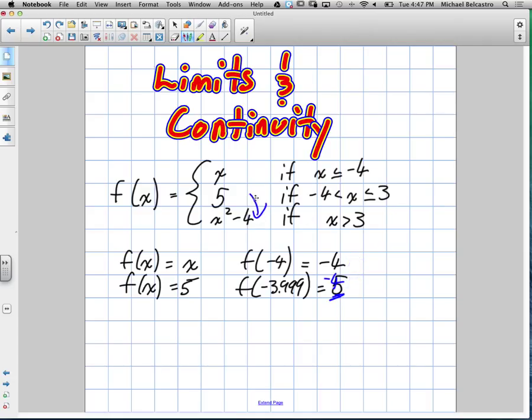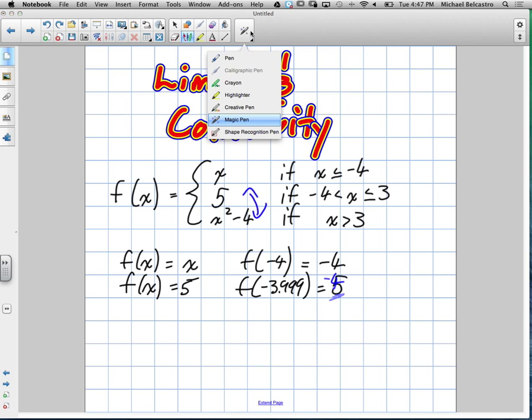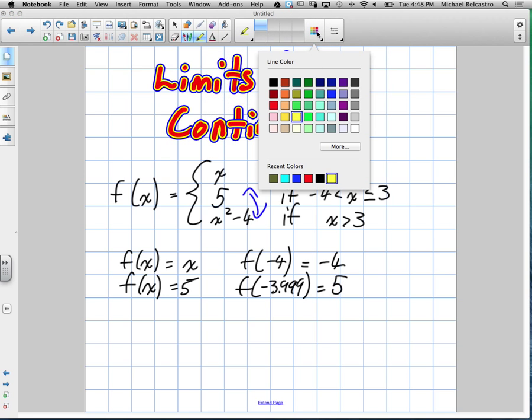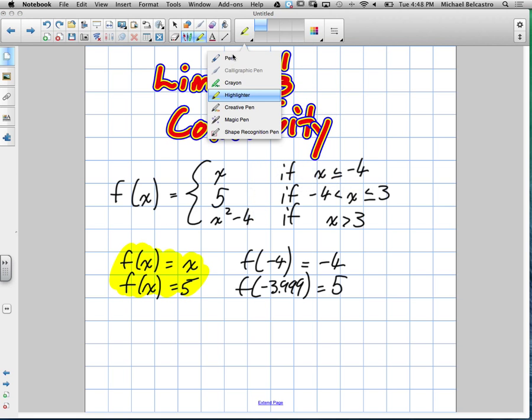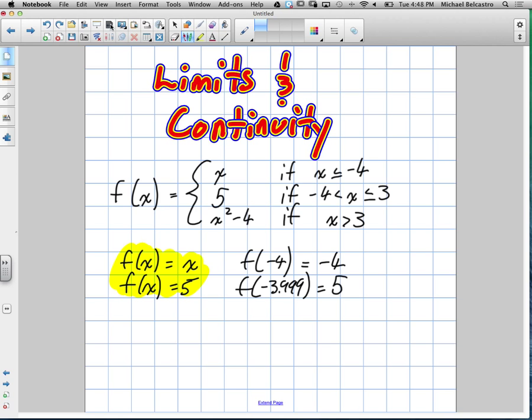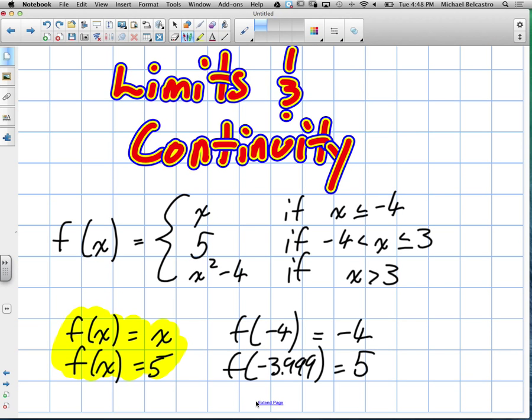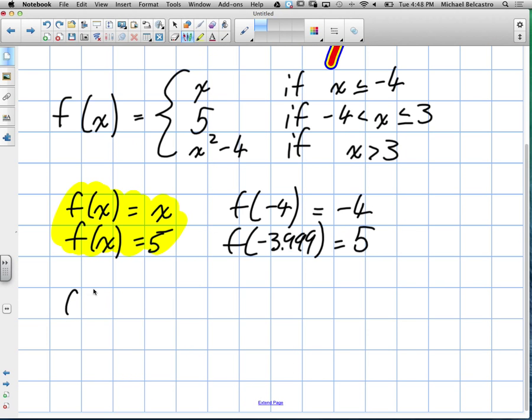We might as well test the other two with that same idea. So we'll call that our first pairing. So our first pairing was these two. And our next pairing, let's zoom in again, extend the page. Well, f at x is equal to 5. And we're going to test when x is 3. So when x is the value of 3, f at x is still 5. Nothing changes here because there's no x to plug in.